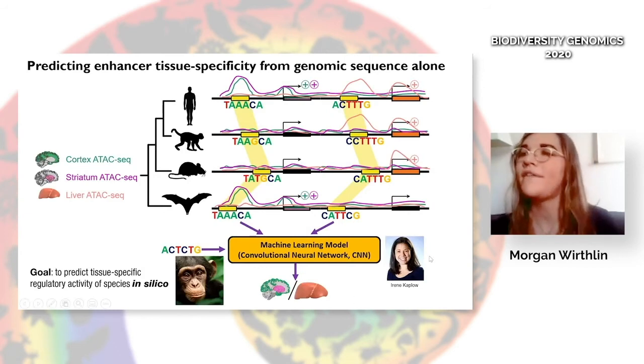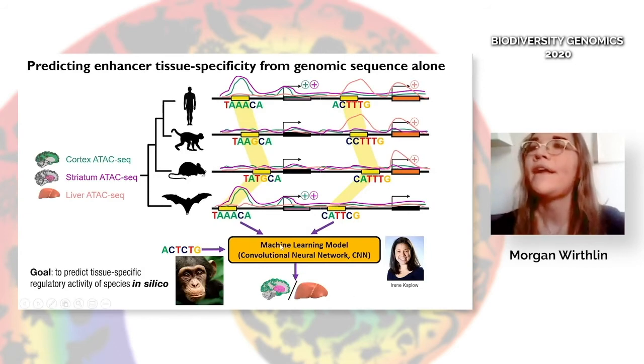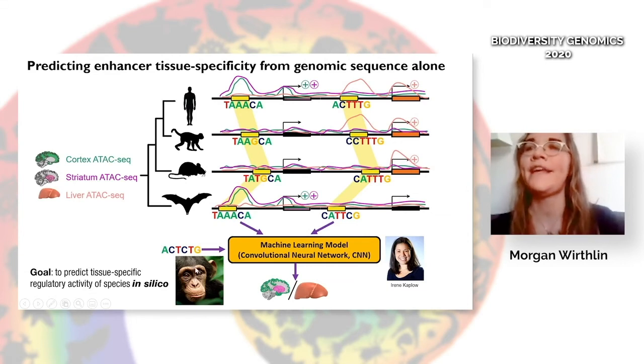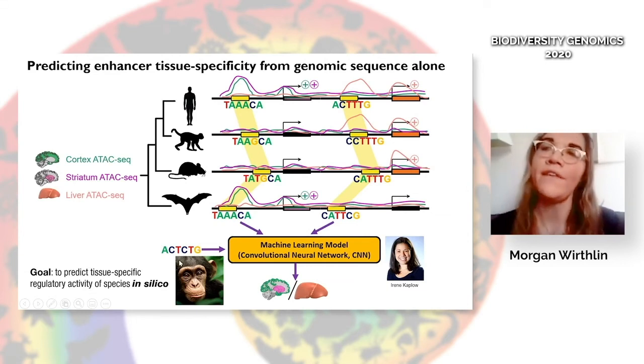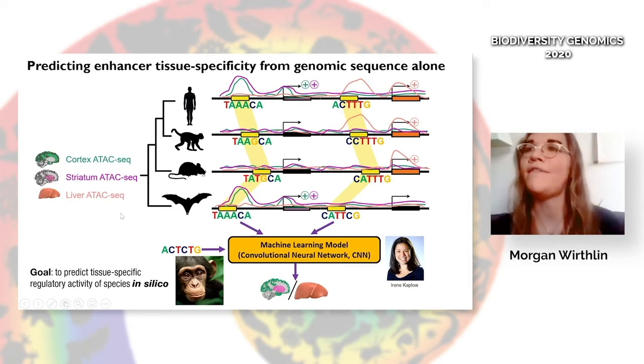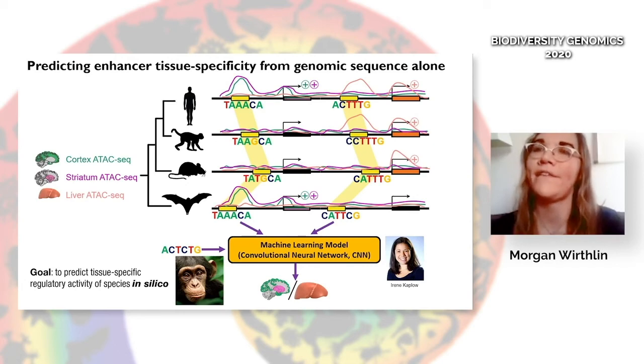Furthermore, we can use these comparative epigenomic data sets to predict gene regulatory activity using machine learning. And a talented postdoc in our group, Irene Kaplow, has been developing convolutional neural networks in order to take all these primary data that I've generated and learn certain features of the sequences in order to predict the tissue-specific activity in other species where we haven't collected primary data. And this could be invaluable for the large number of extinct or endangered species that we're seeing every year.